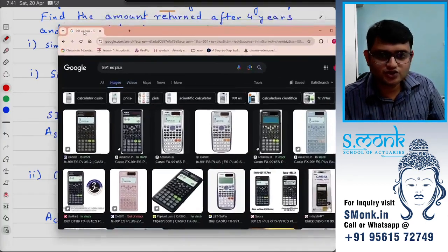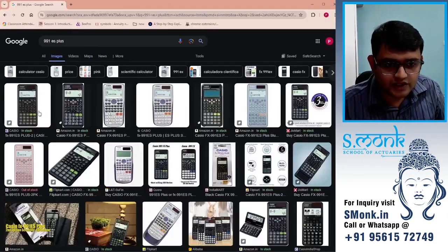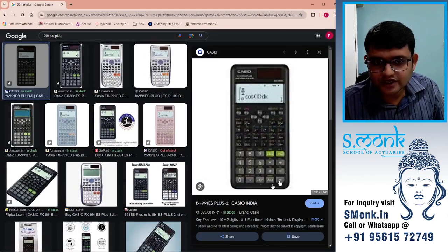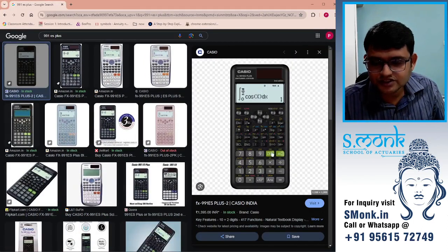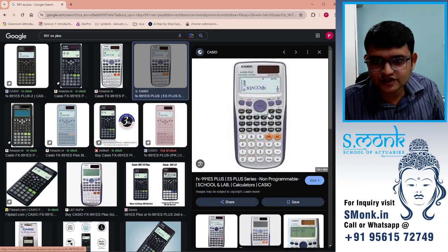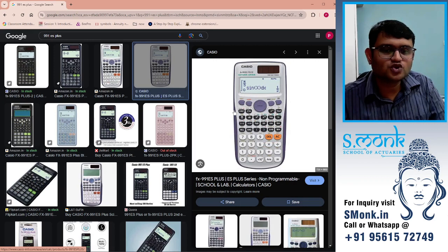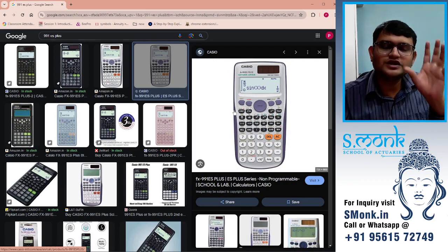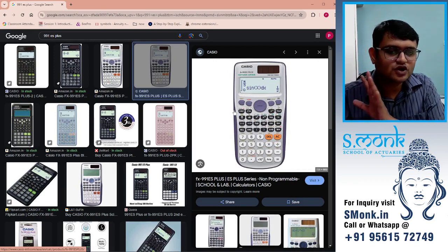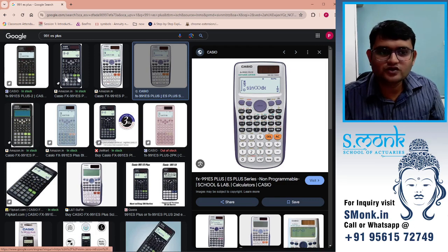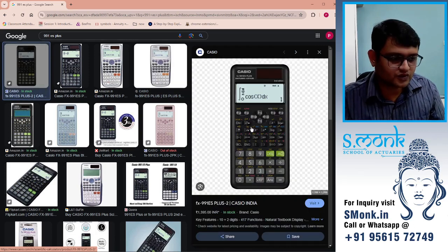So let me just show you. Okay. So this is the second edition of the calculator. This is how it will look. And this is the first edition of the calculator. This is how the old calculator used to look. There is no difference in functionality. Only the look has changed. You will not have any problem whether you have the old calculator or the new calculator.